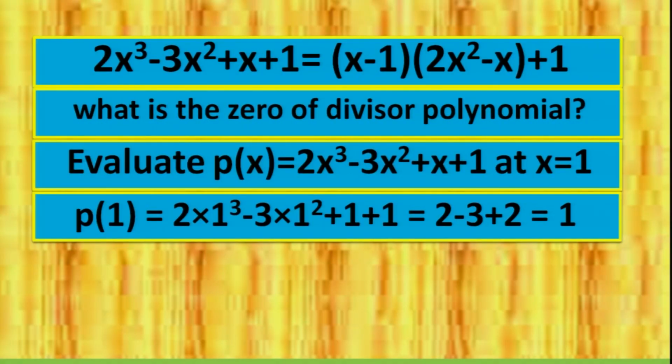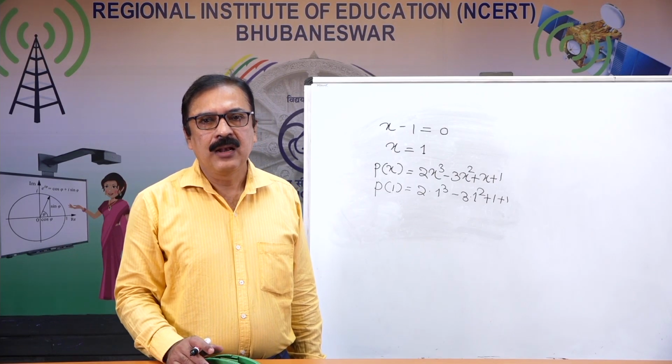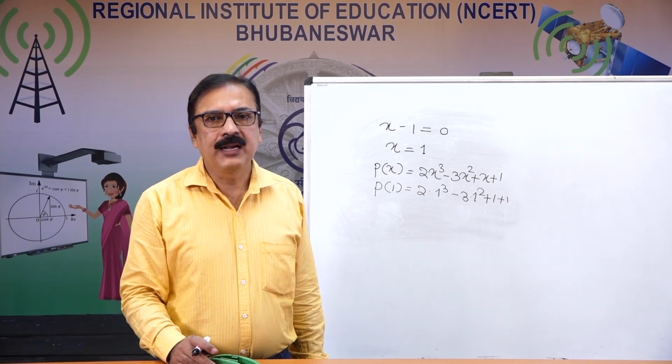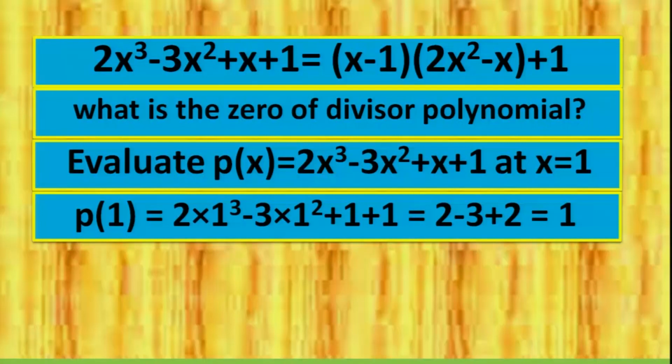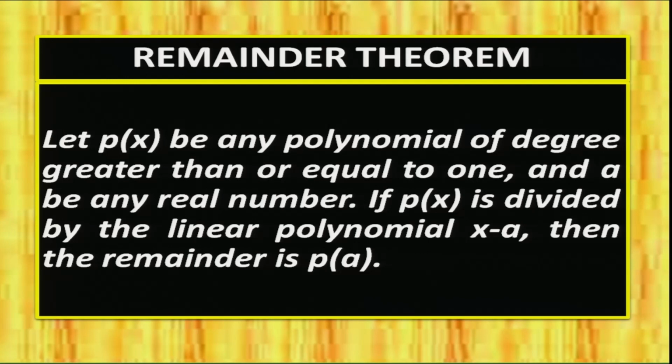Just compare the remainder of the given division. In the first line, it is written the remainder is 1. Now, the value of the polynomial at x equal to 1 gives 1. So, can we get some idea about this value of the polynomial and the remainder? Let's see. P1 is equal to the remainder of the above division. So, from this we get the remainder theorem.